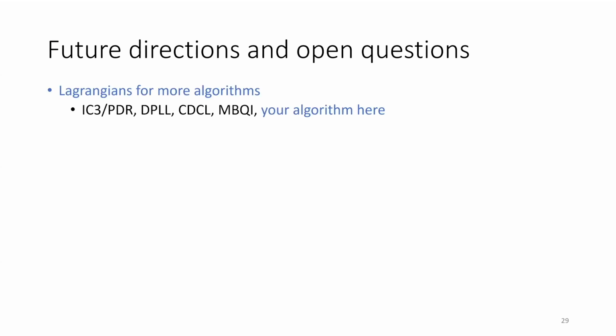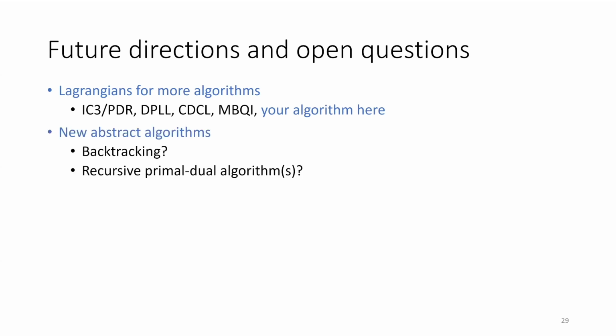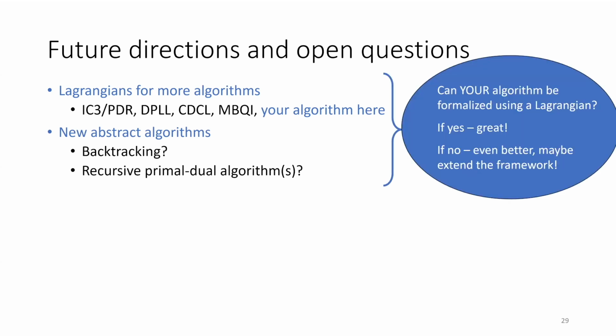So I think this framework opens a lot of future directions and questions. One natural question is to add more algorithms. We have some Lagrangians in the paper, but there is room to extend it more. There is also room to extend our abstract algorithm because it's a very straightforward 2-player game. It doesn't have some form of backtracking or recursion, and many verification algorithms have those. So it would be interesting to extend it. And I would like to encourage you to think if your algorithm can fit this framework, and if yes, it's great, and if no, it's also great, because maybe we can extend the framework.